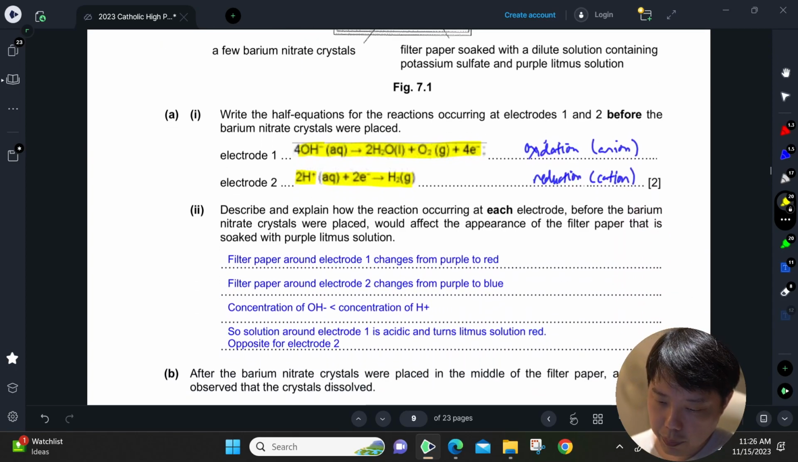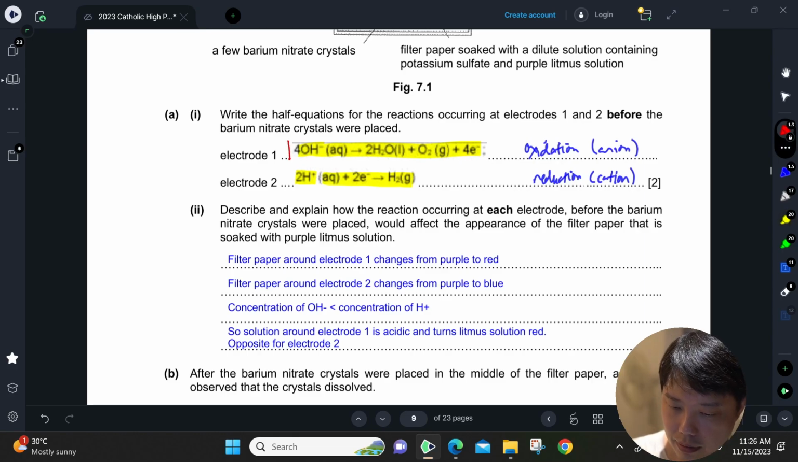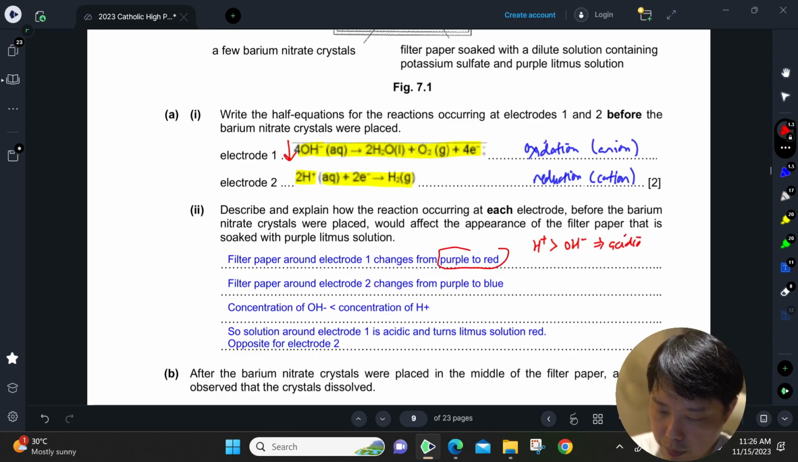Describe and explain how the reaction occurring at each electrode, before the barium nitrate crystals were placed, will affect the appearance of the filter paper that is soaked with purple litmus. What happens at electrode 1 is that you get less hydroxide. If you have less hydroxide, the balance is that you have more H plus compared to the hydroxide ion, which makes it acidic. So this will change the color from purple to red.